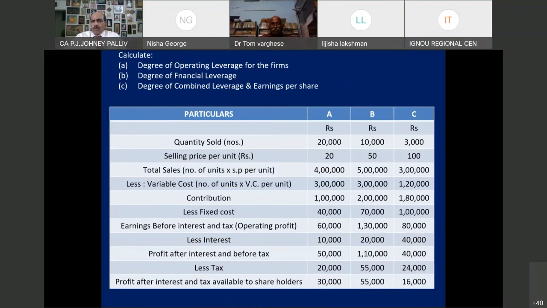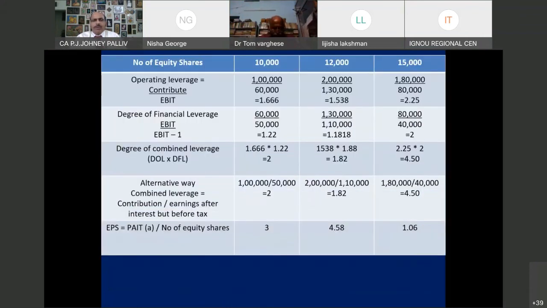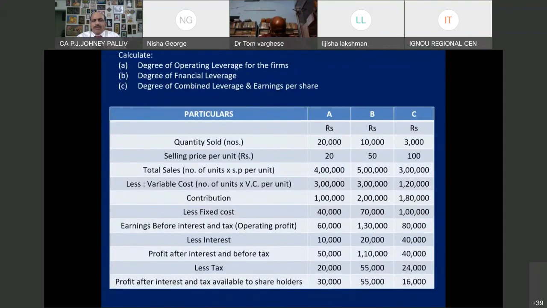Friends, please follow me. Starting with the calculation of profit before interest and tax, after interest and tax, and what is the balance available for the shareholders. You can see the particulars column. In the particulars column: quantity sold, selling price, total sales, variable cost, contribution, fixed cost, earnings before interest and tax, interest, profit after interest and tax, tax, profit after interest and tax, and available to shareholders. That is the purpose of this computation.